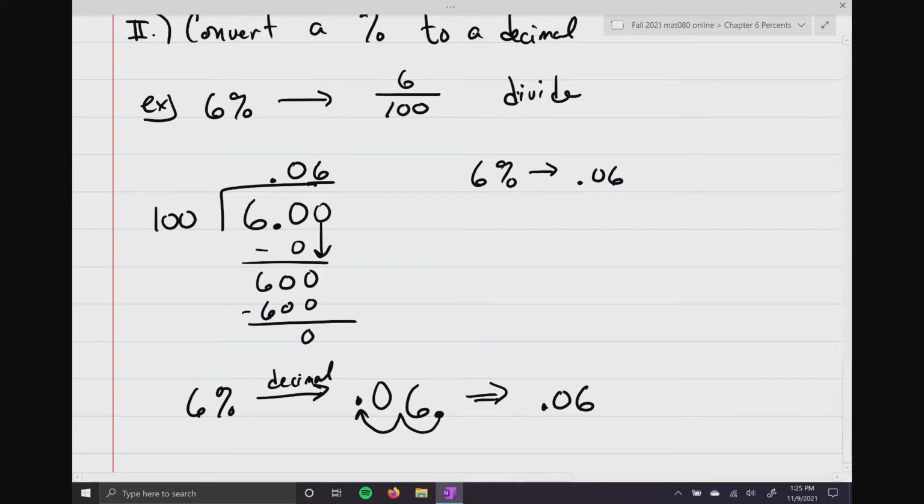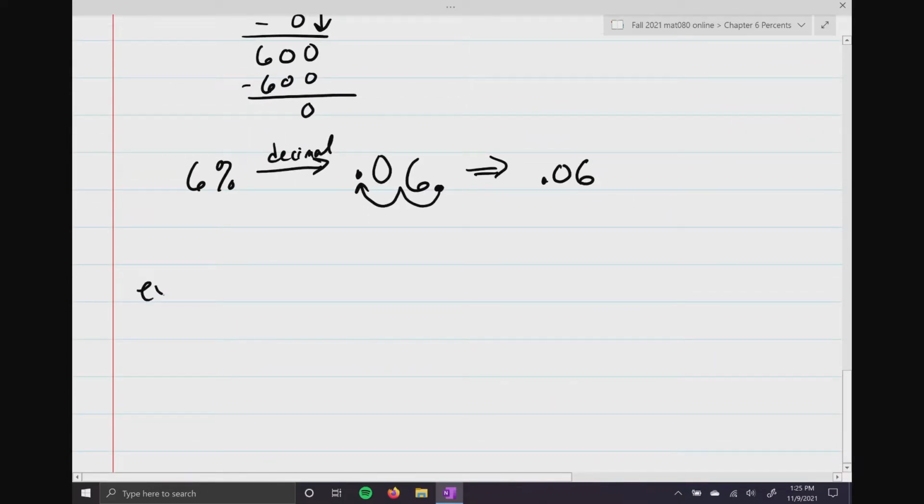Okay? So let's look at a bunch of examples. Not a bunch, we'll look at some. So how about 78%? Well, remember, on a whole number, the decimal's on the right side. Move it 2 places to the left.